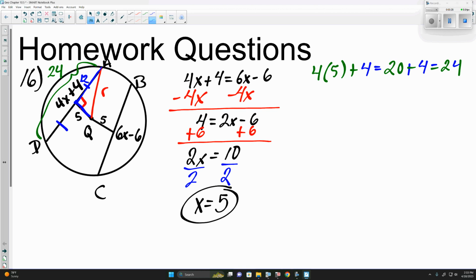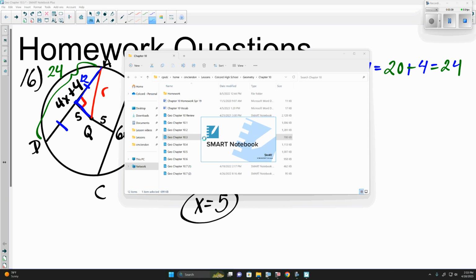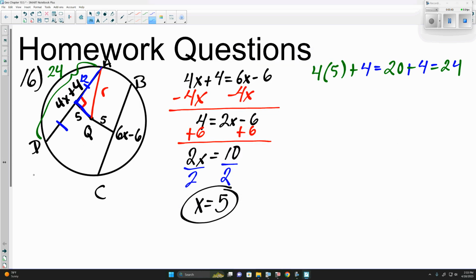Now they're not exactly drawn to scale as they should be, but based off the properties that we had in 10.3, yes, it's based off that, not so much based off the shape. So that's one of the two sides. We still need to find the radius.